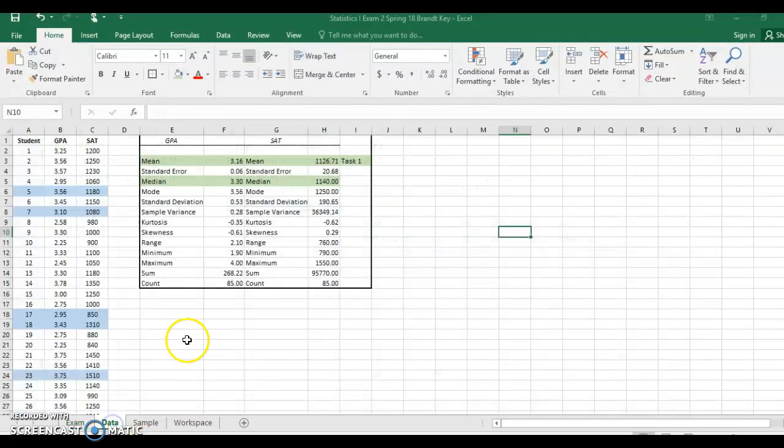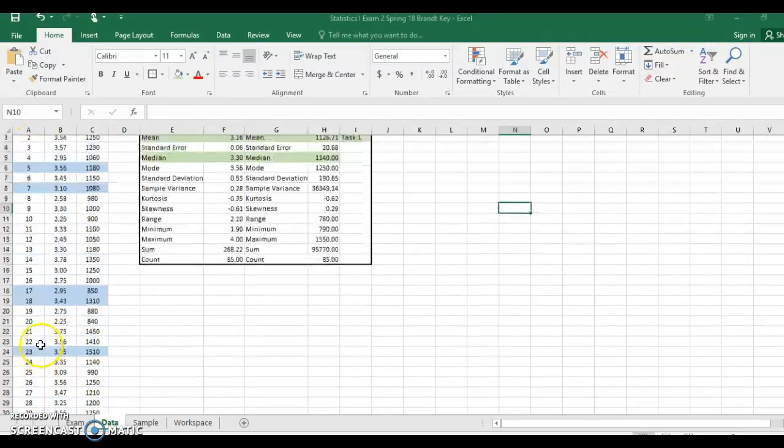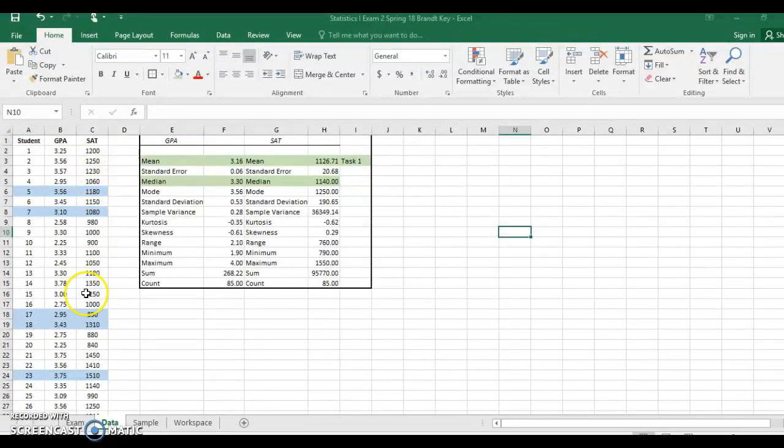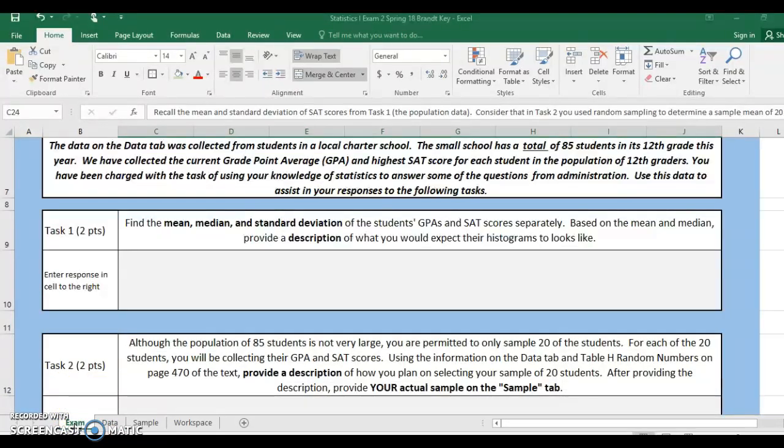So on this second tab here, I have the data. If you recall, we had 3 columns, one for the student number, one for the GPA, and one for their SAT score. So for task 1, I went through and used the descriptive statistics tool to produce the mean, median, and we also wanted the standard deviation of each of these. And so these are the solutions here for task 1, at least for responding to what the mean, median, and standard deviation were.